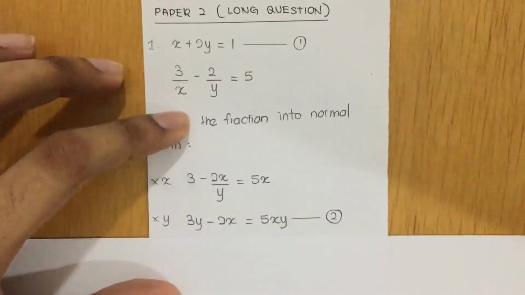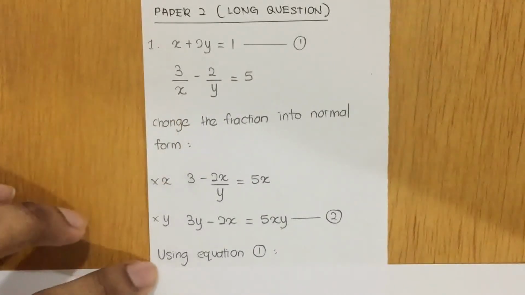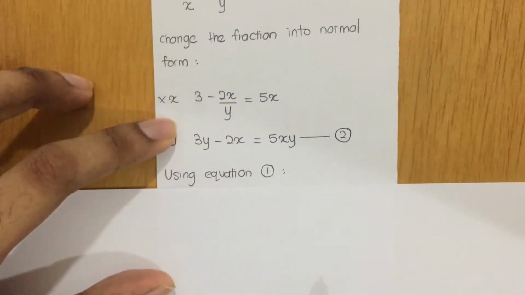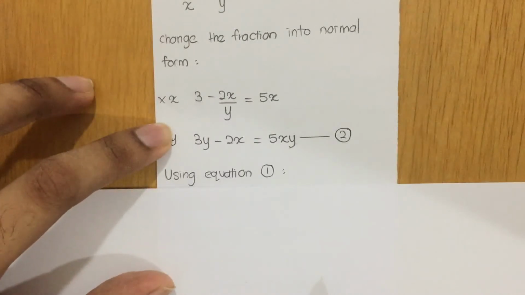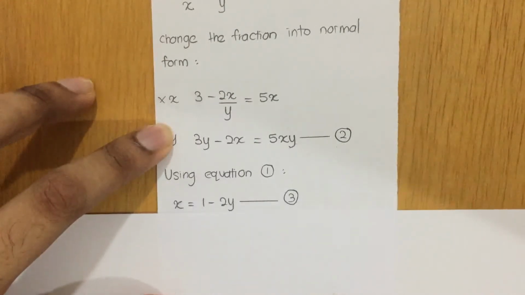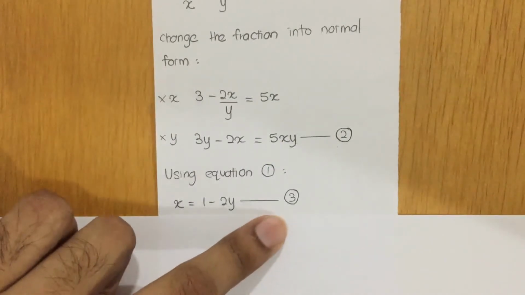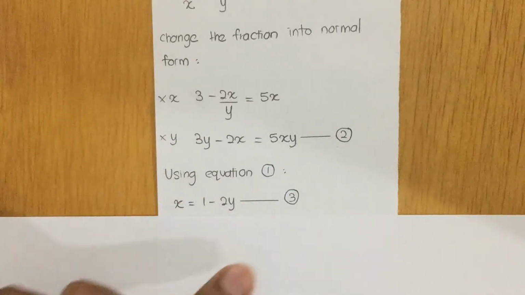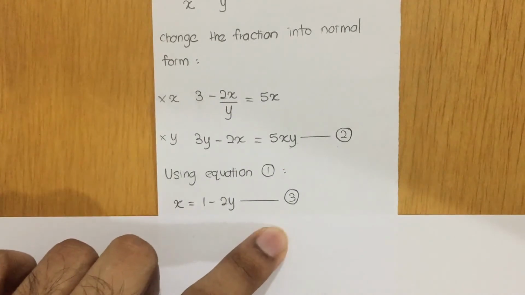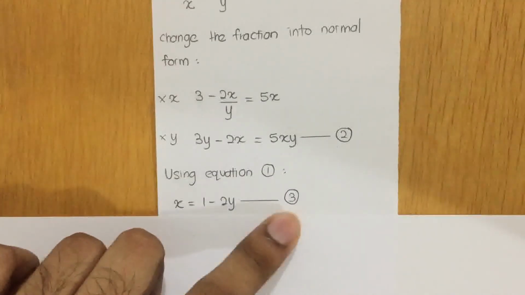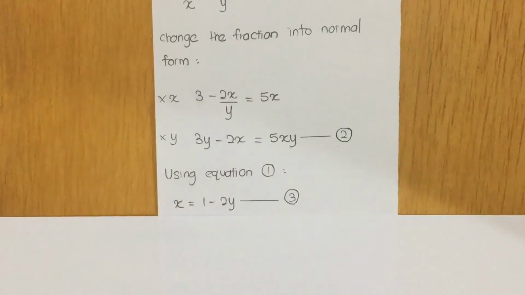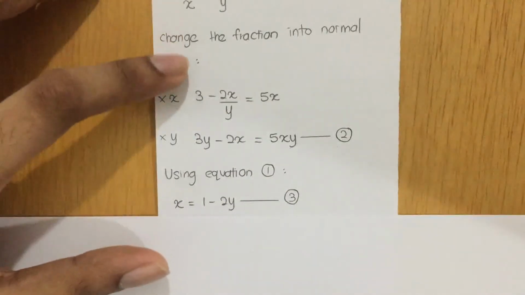So from here, we're going to use equation 1 and form our equation of x in terms of y, guys. So x will be equal to 1 minus 2y. This will be your third equation. For the next step, we're going to use this equation 3 and substitute it into equation 2. Okay, let us continue to our next step.